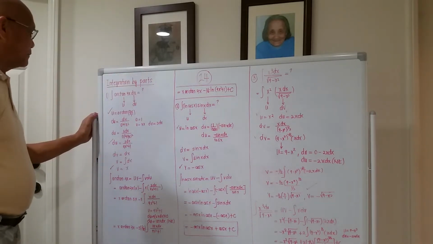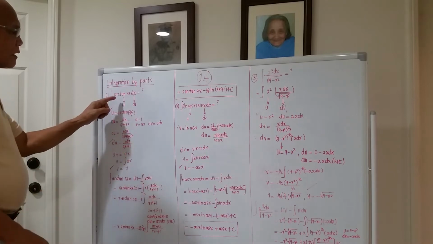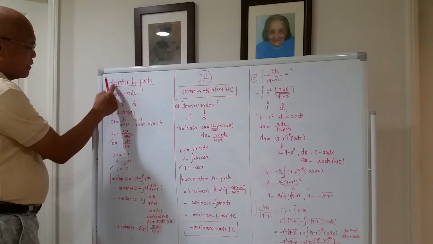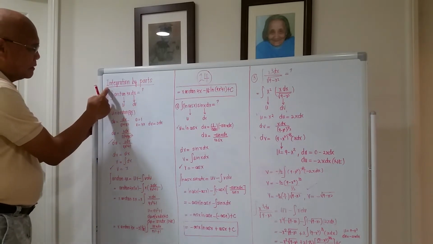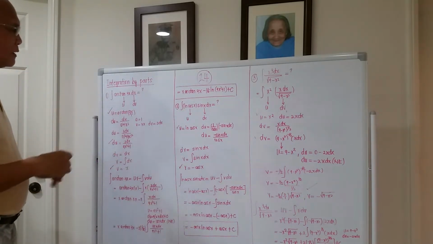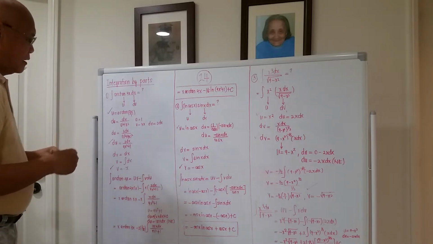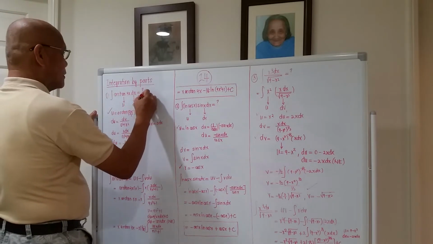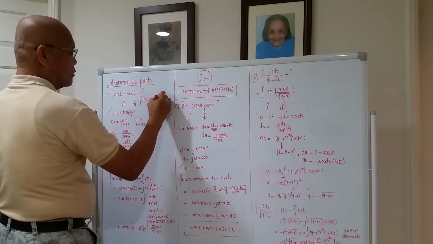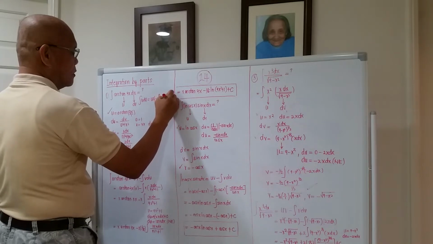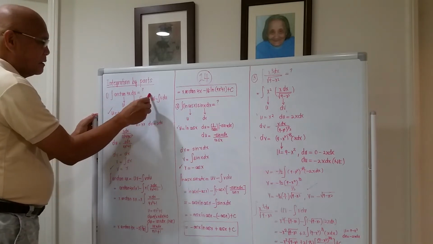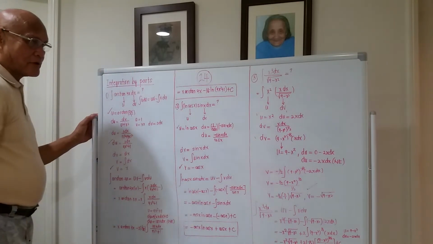Okay, example number 1. The integral of arctangent of 3x dx. We are on the topic integration by parts. So this should fall under the formula for this one: the integral of u dv is equal to uv minus the integral of v du. Okay, this is the formula for taking the integral, since the topic is integration by parts.